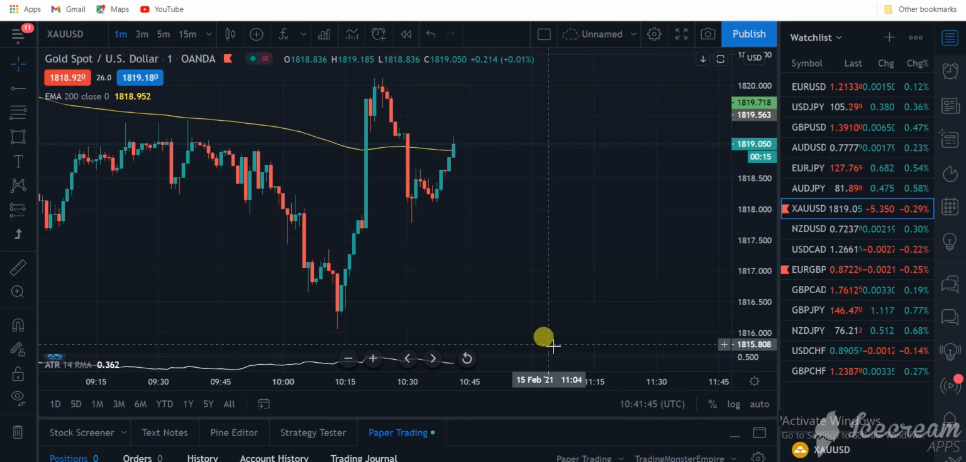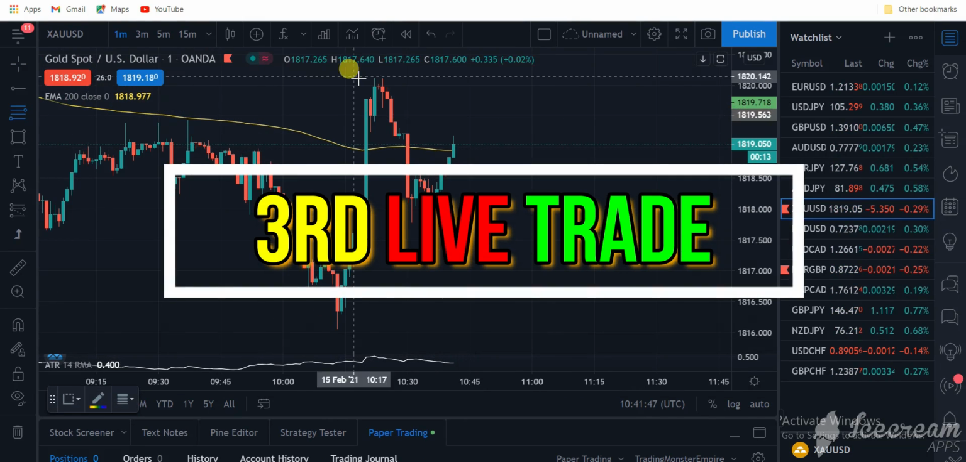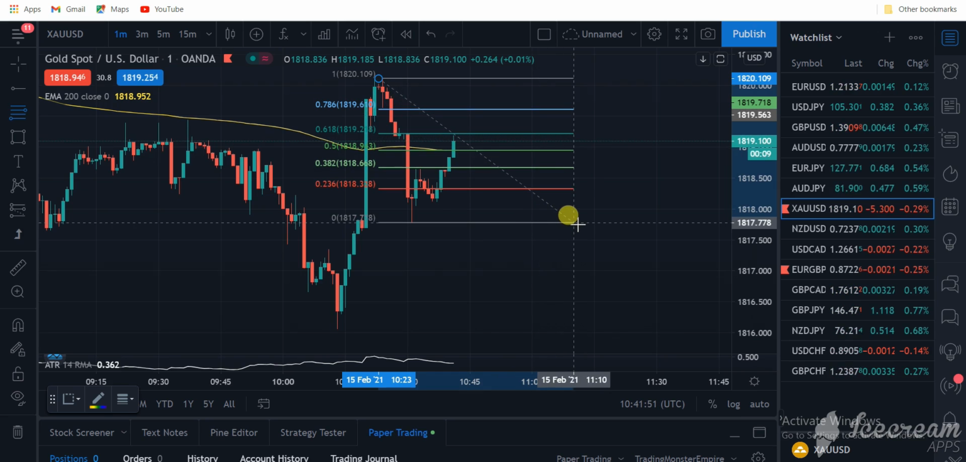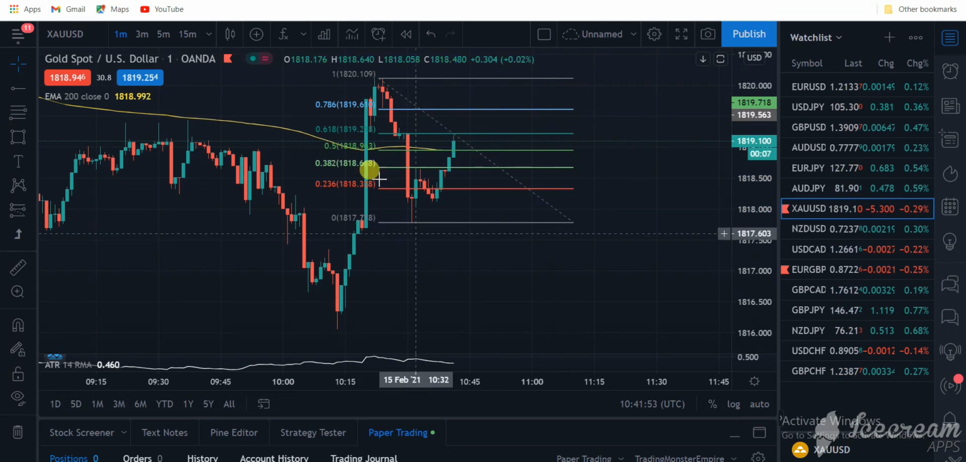Alright guys, this is the third trade for the day. I saw this setup. Let me draw my Fibonacci tool from the top to the bottom of this trend, from the breakout straight to the retracement. At this 50 zone, I can see kind of a signal, but there's no clear entry yet. So let's wait for the entry.